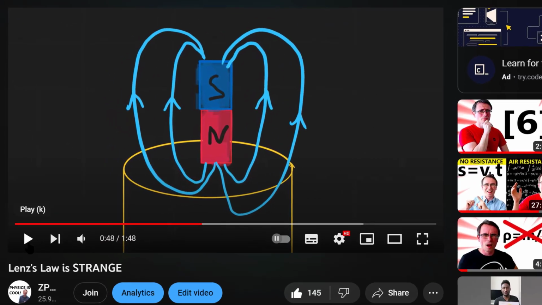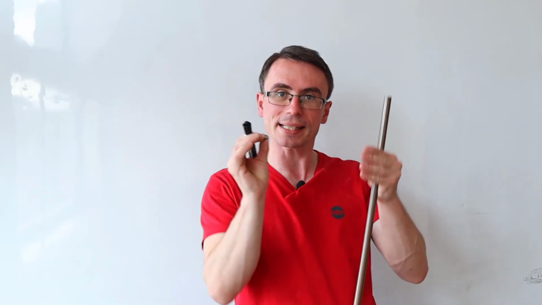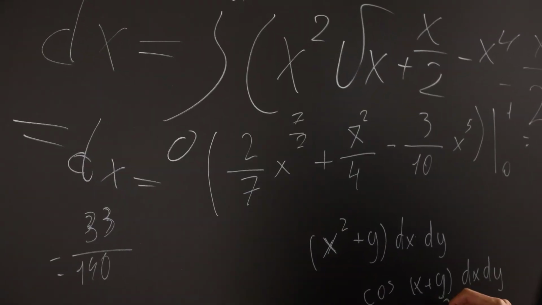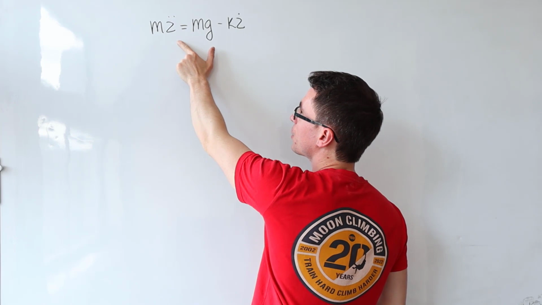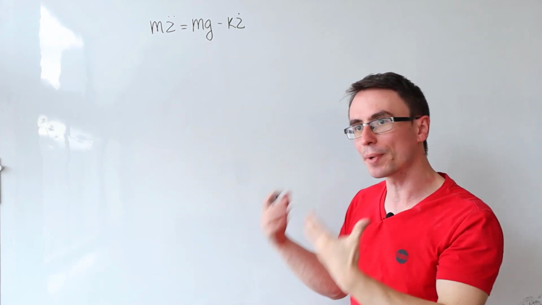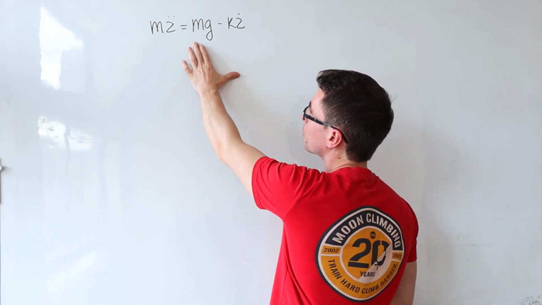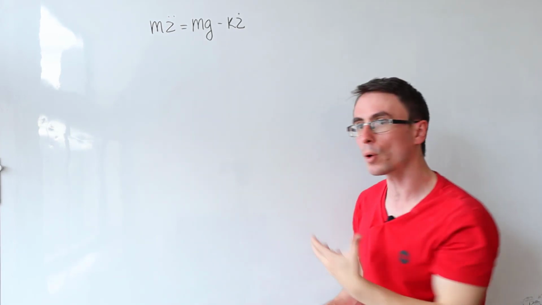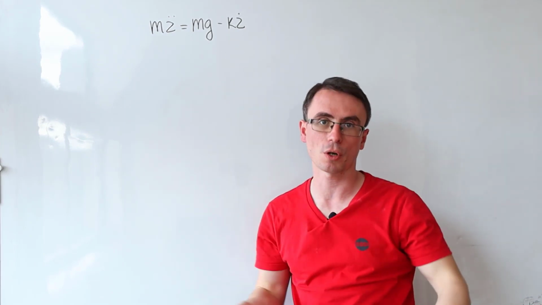And we've actually talked about this in the context of Lenz's law. But let's consider what is actually happening on a mathematical level. The governing equation in this situation is m z double dot, which is the second derivative of the displacement in the vertical z direction, will be equal to the weight mg, and then there's another force which is proportional to the speed of the magnet multiplied by some coefficient.